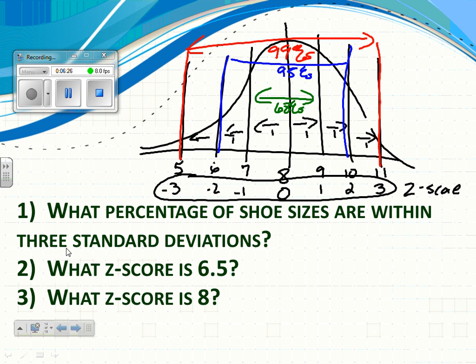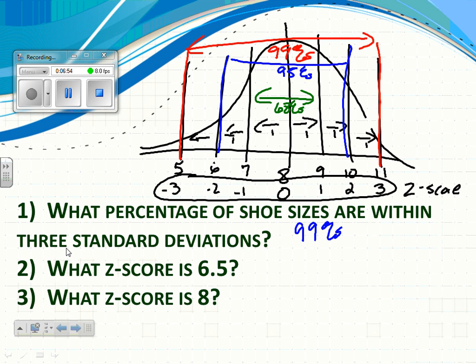Will it always be 68%? All the time between one standard deviation. Will it always be 95% between 2 standard deviations? Will it always be 99% between 3? And that's ish. Roughly around 99%. My second question, so the answer to this one would be 99%.